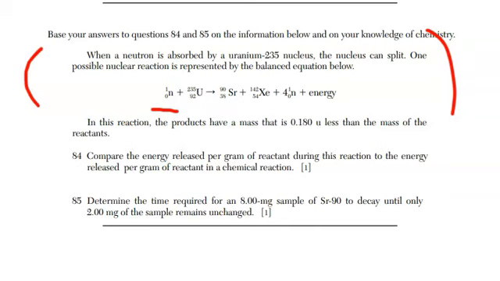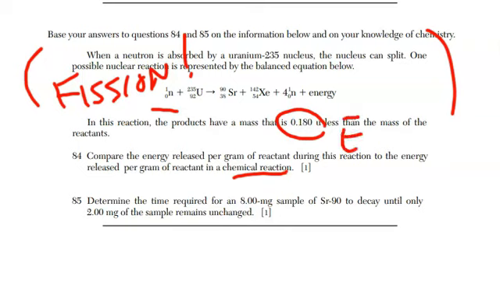It says in this reaction, the products have a mass that is 0.18 atomic mass units less than the mass of the reactants. And in 84, it says compare the energy released per gram of a reactant during this reaction to energy released per gram of reactant in a chemical reaction. The energy released per gram in a nuclear reaction, this is a fission reaction, is much greater than any chemical reaction that is exothermic. That's all you have to say. The reason being, just FYI, we're losing a little bit of mass, but this little mass, because E is equal to mc squared, makes a ton of energy.